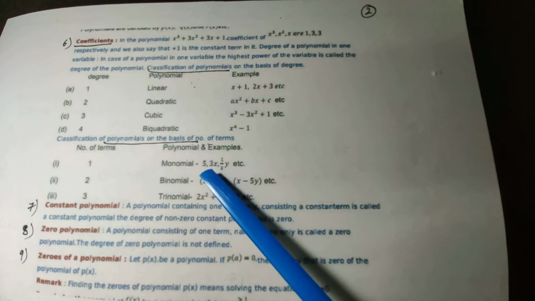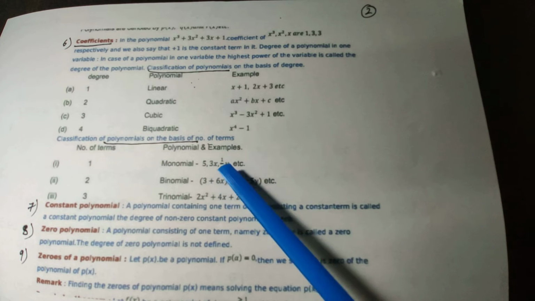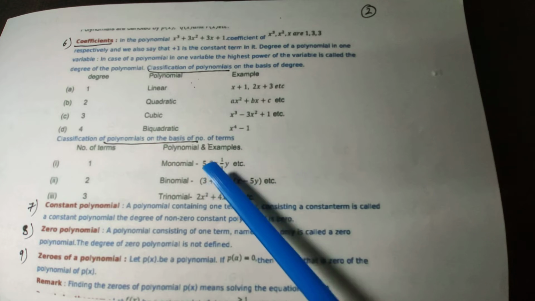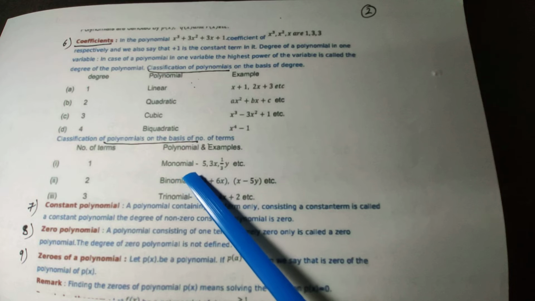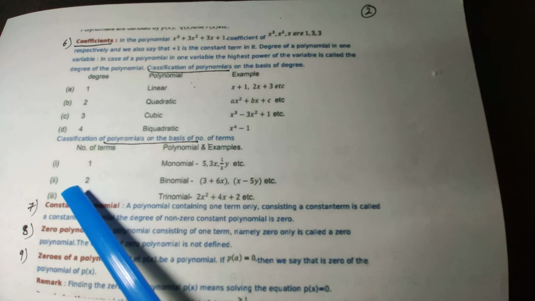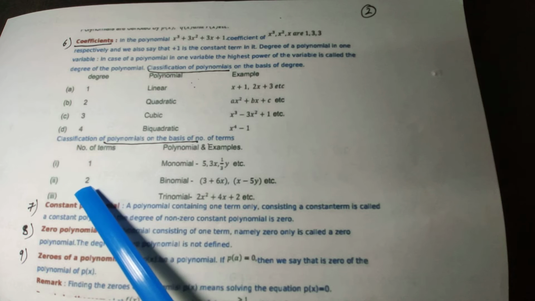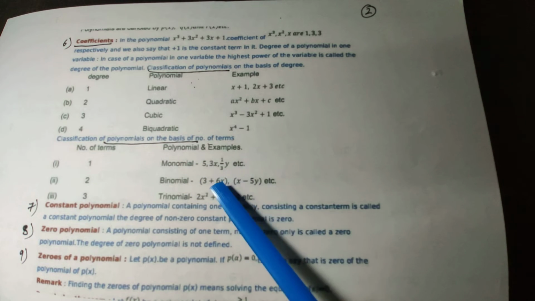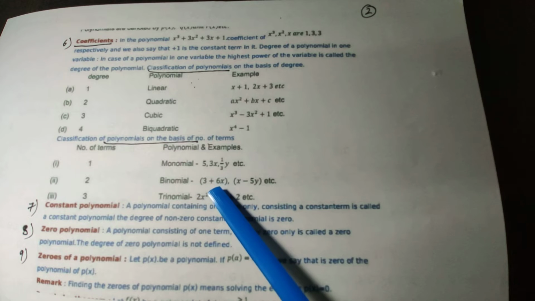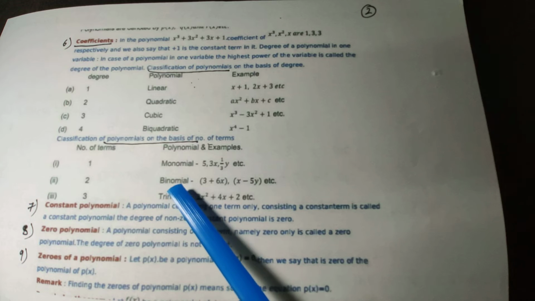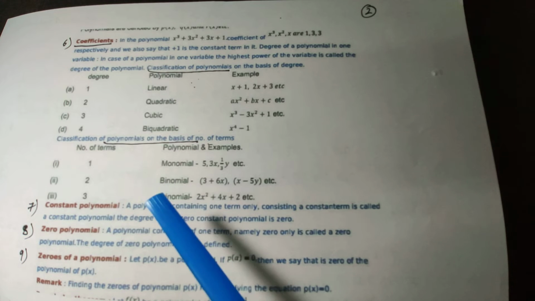Also, at the same time, they don't have any plus or minus sign in between. That means there is just one term here. So this is called a monomial. Now, if there are two terms, meaning there is a plus sign or a minus sign, that means there are two terms connected with a plus or a minus sign. Then it is called a binomial.